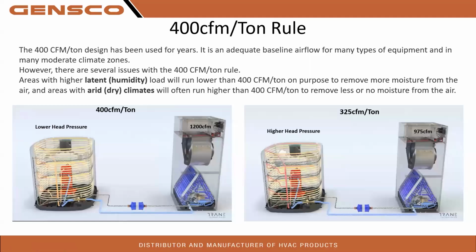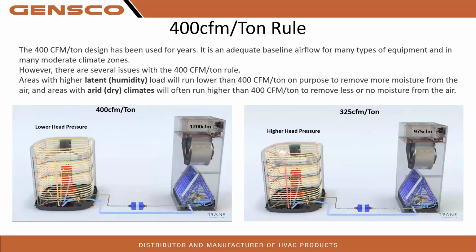Now, when we're talking 400 CFM per ton, there is a problem with that rule that if we just assume and we don't look at what we really need for our areas, it could really put us in the weeds. Now, the 400 CFM per ton design, it's been used for years. It's an adequate baseline for airflow on many types of equipment in many moderate climate zones. Here in the Pacific Northwest, we have high mountain desert, we have low valley desert, we have coastal, we've got dry, we've got humid, not too humid, but we can get in some humid areas. So we're going to really want to keep in mind where we are.